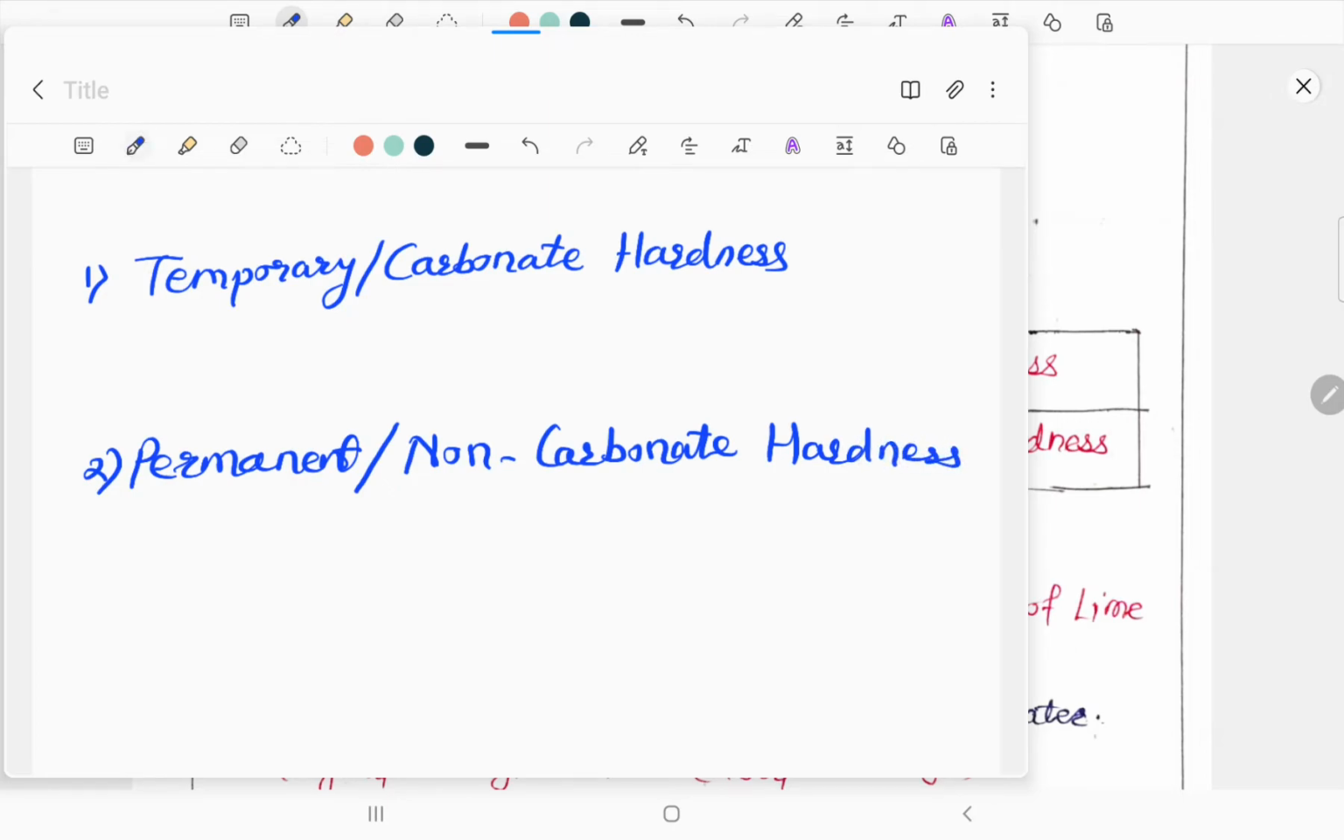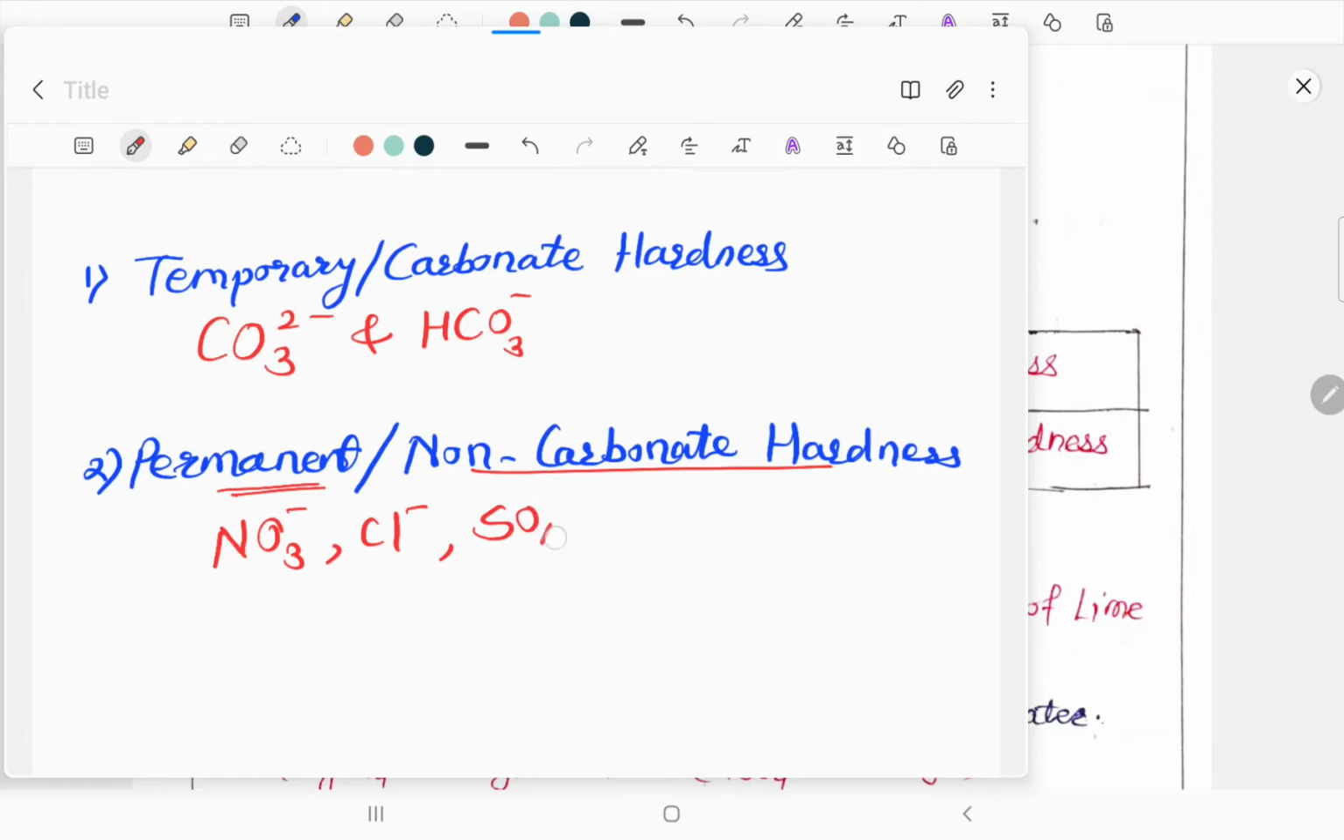Here, compounds of temporary or carbonate hardness are CO3 2 minus and HCO3 minus. Compounds of permanent and non-carbonate hardness are NO3 minus, Cl minus and SO4 2 minus.